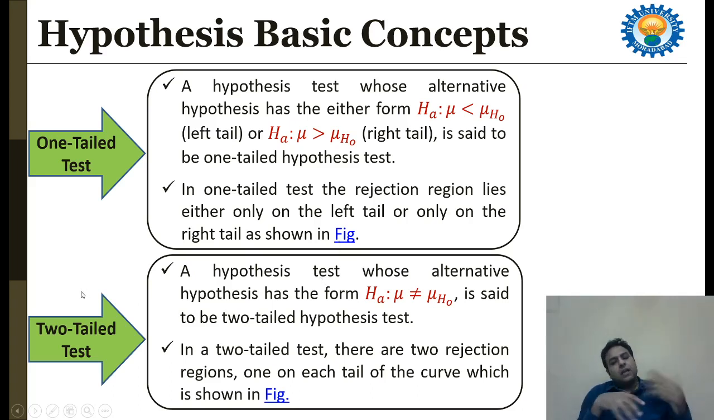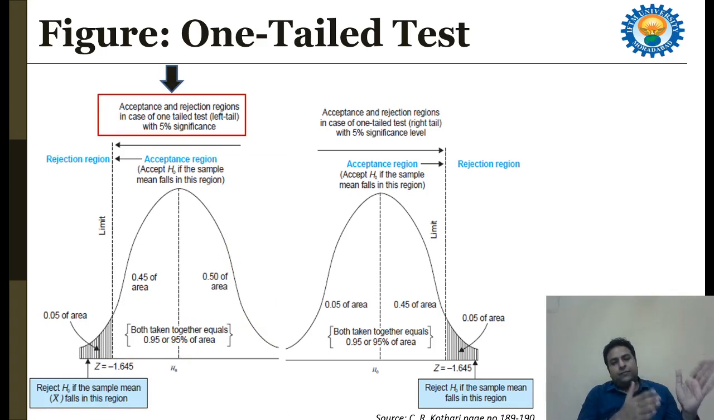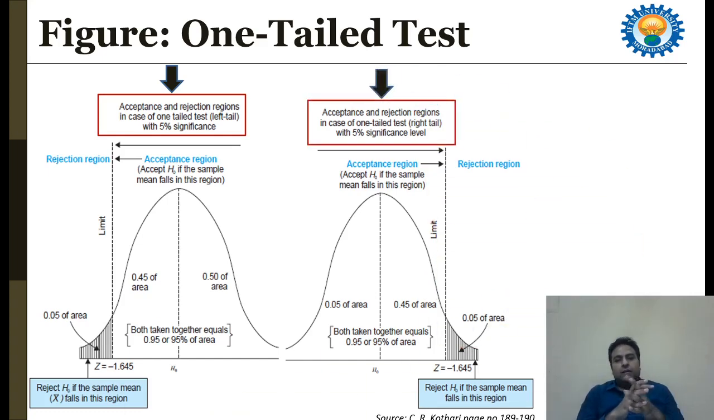Two-tailed test: a hypothesis test whose alternative hypothesis has the form of 'is not equal to' is said to be a two-tailed test. In a two-tailed test, the rejection region lies on both sides, on the left side as well as on the right side. Diagrammatically, in the first part, the rejection region lies on the left tail itself. So it's a left tail test where all the value of alpha lies on the left side, while in the right tail test, the rejection region lies on the right hand side. So it's a right tail test.